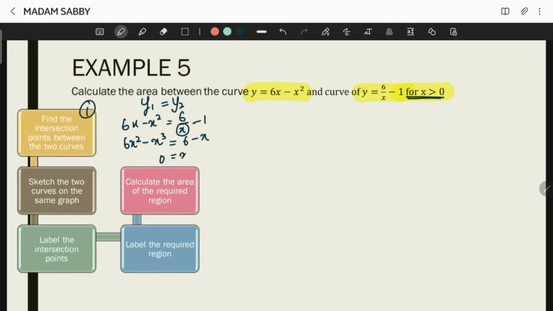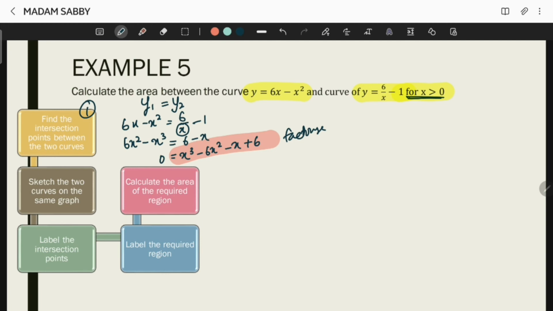So it becomes x cubed minus 6x squared minus x plus 6. Okay, so that is the final equation: x cubed minus 6x squared minus x plus 6. From here we're going to factorize this cubic function.